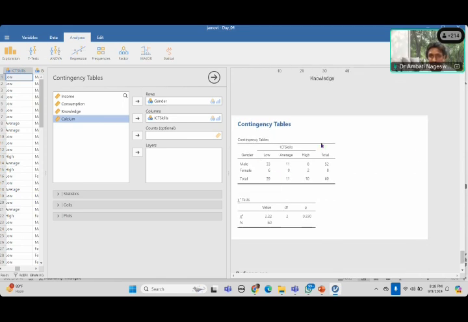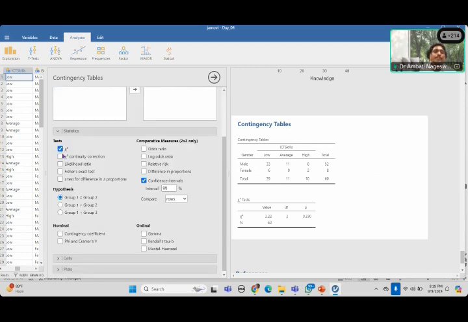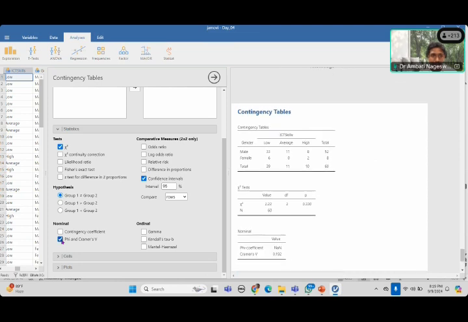As you can see here, data is already presented. Right now, don't go to this part. Come to Statistics. By default, the chi-square test is already selected, so you don't need to select it again. Coming to the right side, the 95% confidence interval was already selected. Coming to the nominal part, please select Phi and Cramer's V. I'll explain what it is.